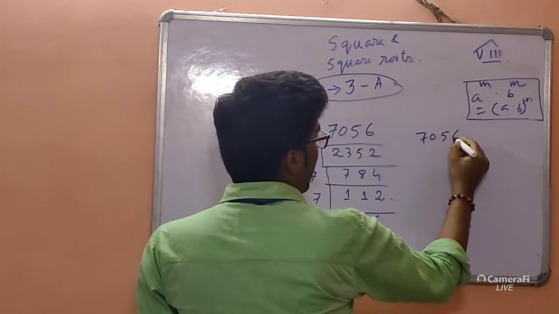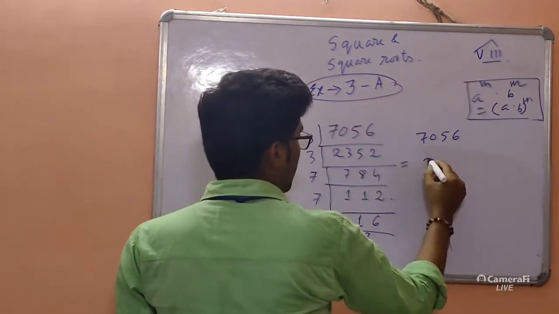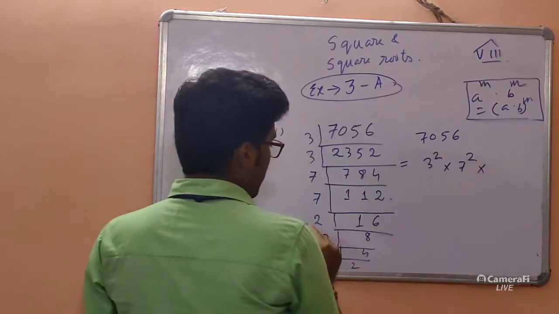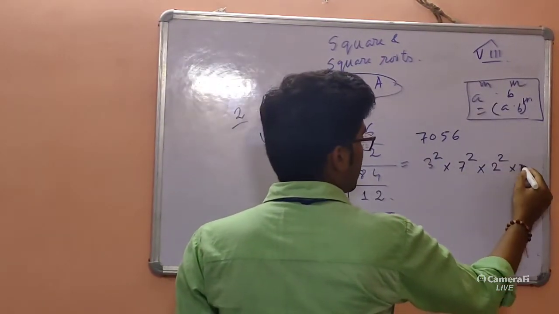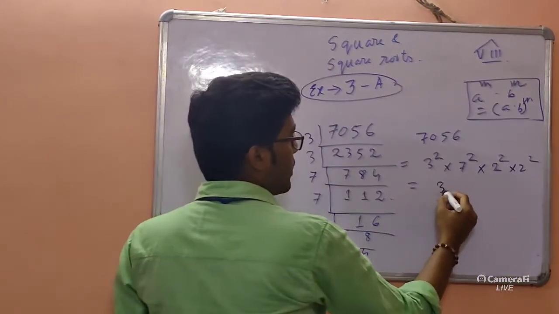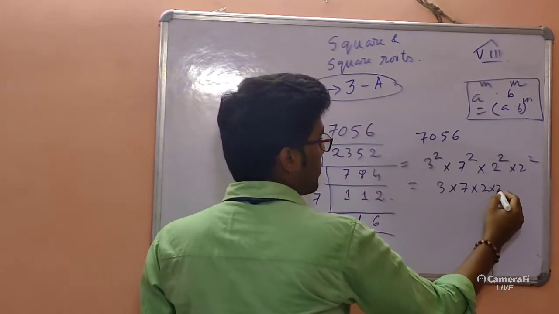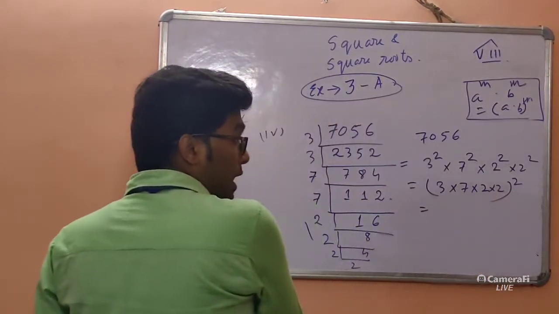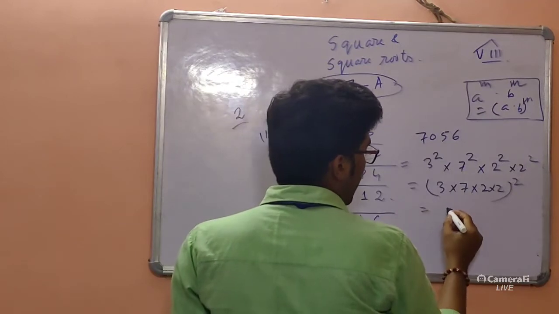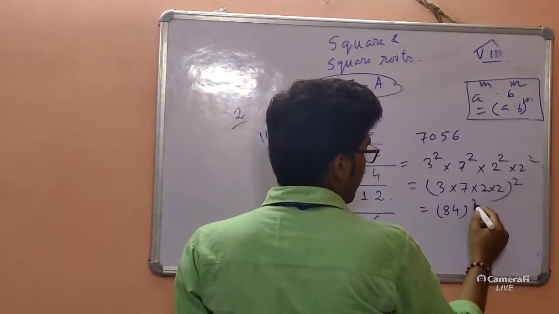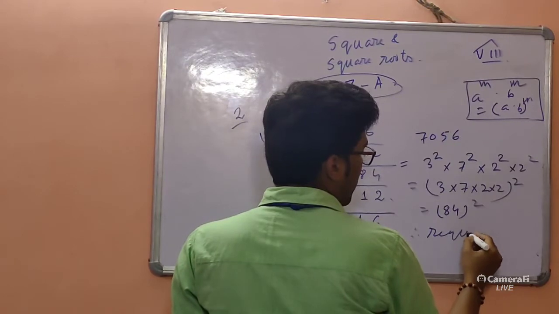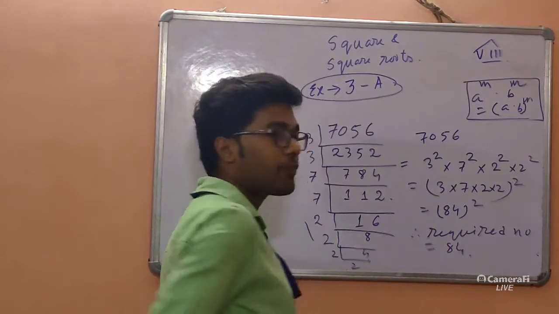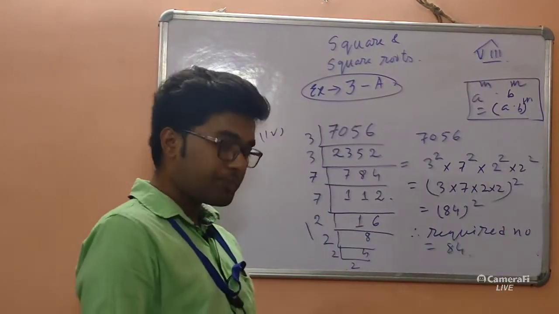So 7056 will come as 3 square into 7 square into, for these 2 square and 2 square. So therefore this is 3 into 7 into 2 into 2 whole square, right? So 3 7s are 21, 21 2s are 42, 42 2s are 84. So 84 whole square. Therefore, required number is equal to 84. I hope it is clear, students.